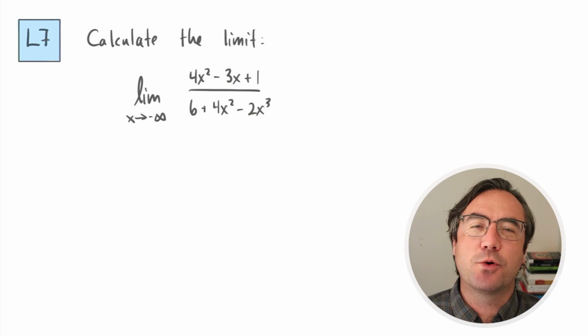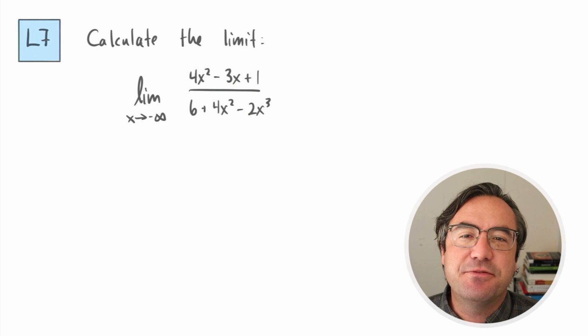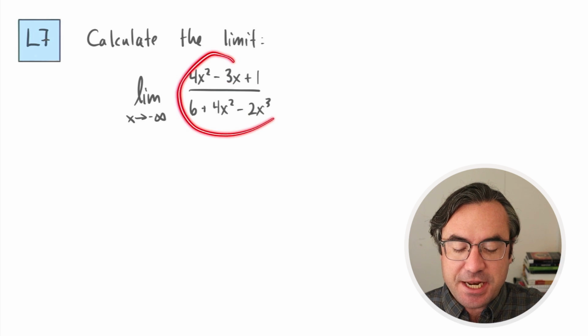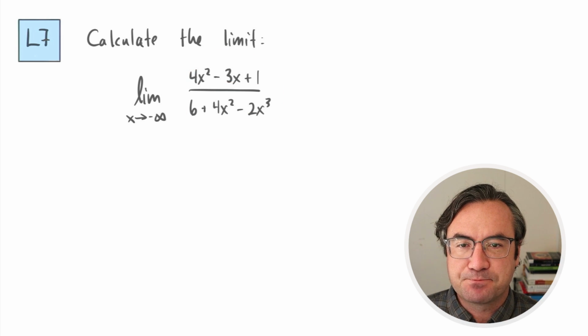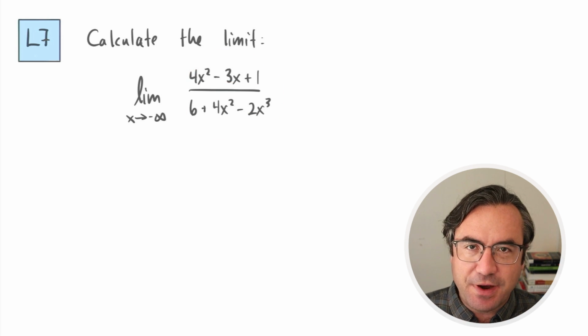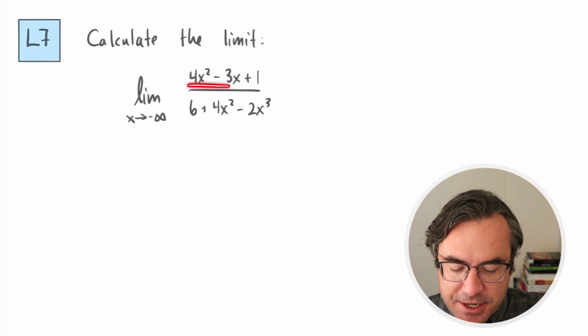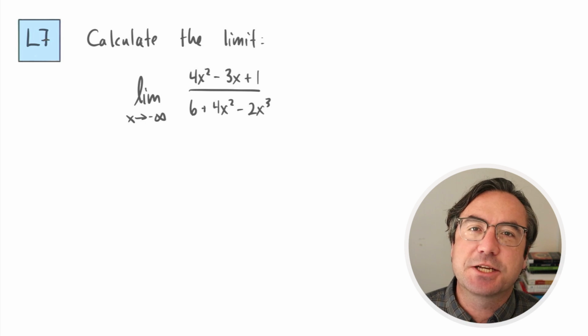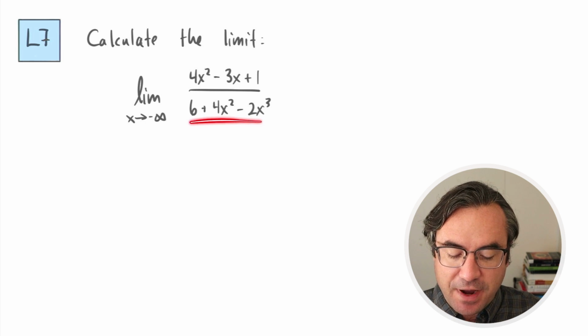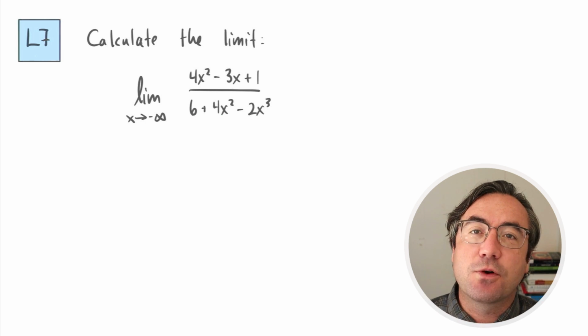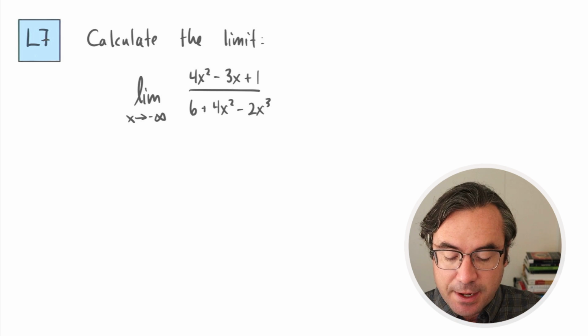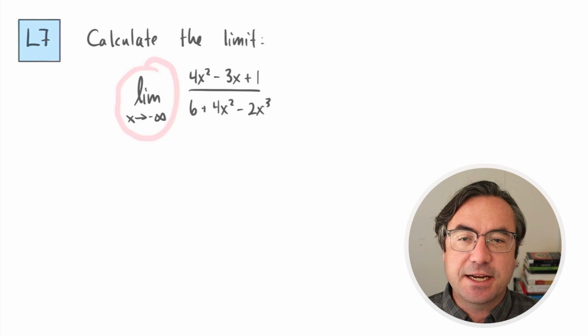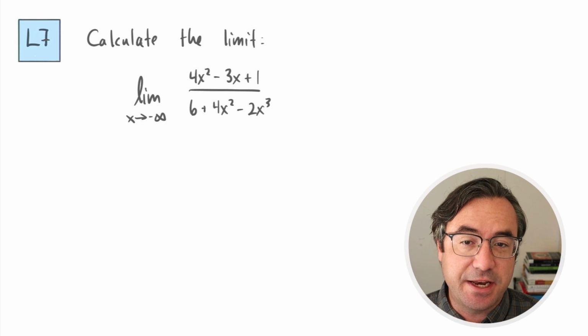I just want to do one more example for these limits at infinity when our function is a rational function. So polynomial divided by a polynomial. Our function here is 4x squared minus 3x plus 1, and we're dividing that by 6 plus 4x squared minus 2x cubed, and we're doing the limit as x approaches minus infinity.